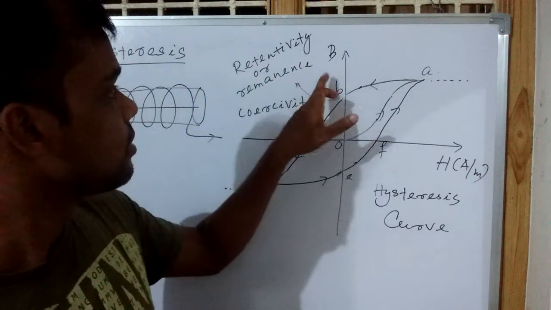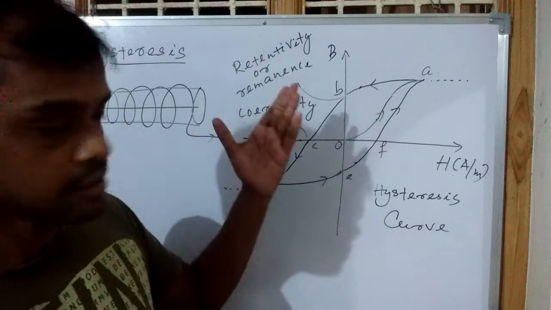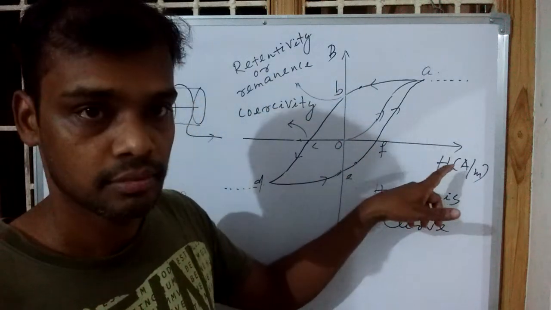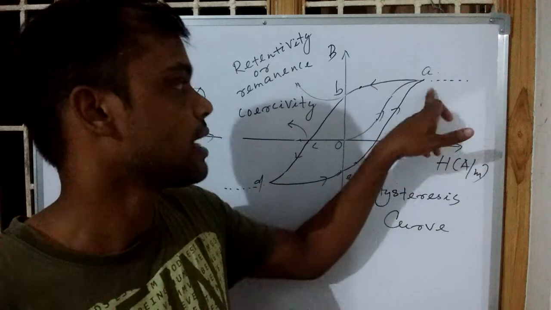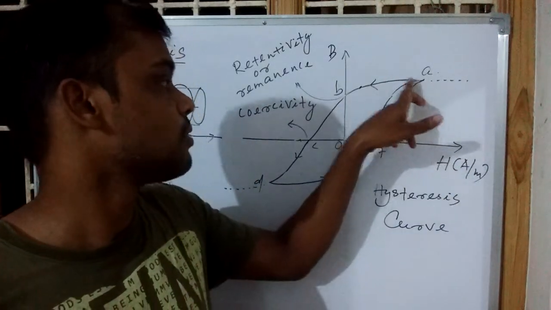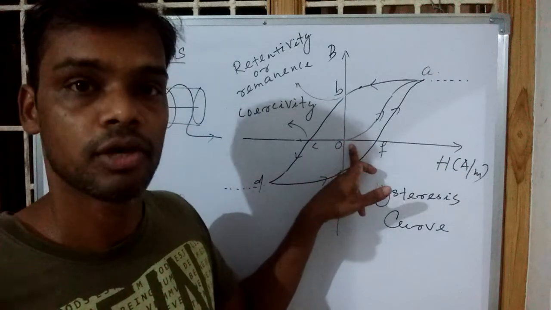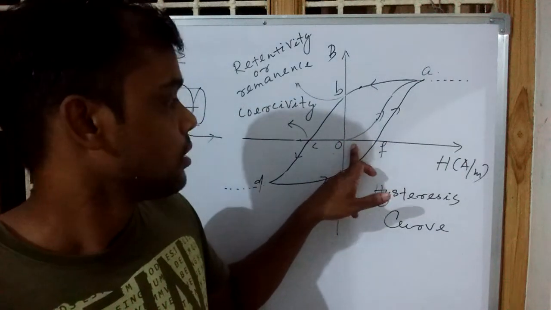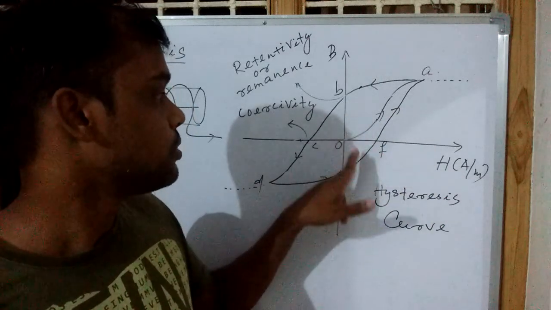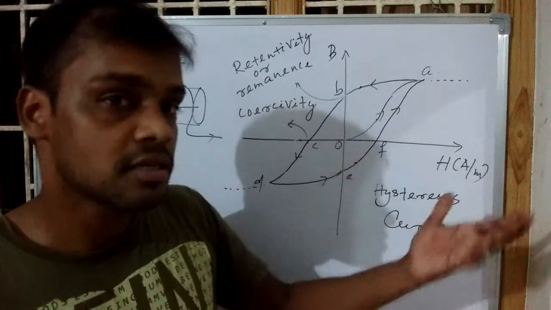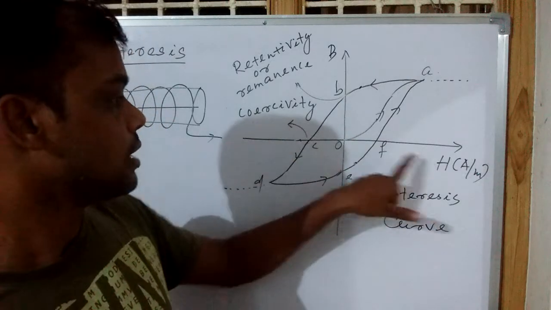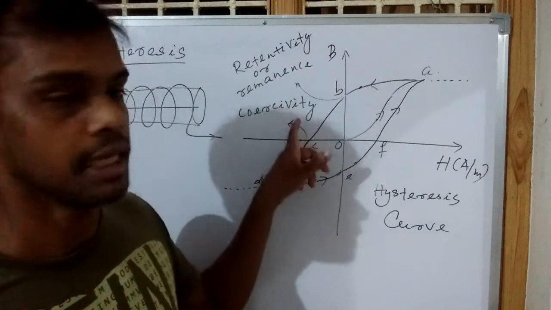So if you want to increase the B value or magnetization, you have to increase the current. But if you increase the current, finally it will reach a saturation value. If you decrease the current, it is never going to become zero immediately with the current or intensity. It will become zero if you give some extra current in the negative direction. That current or H value is called coercivity.